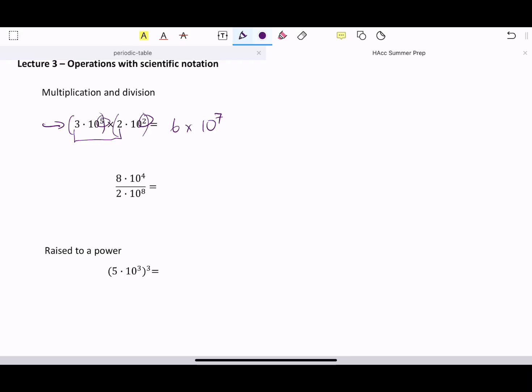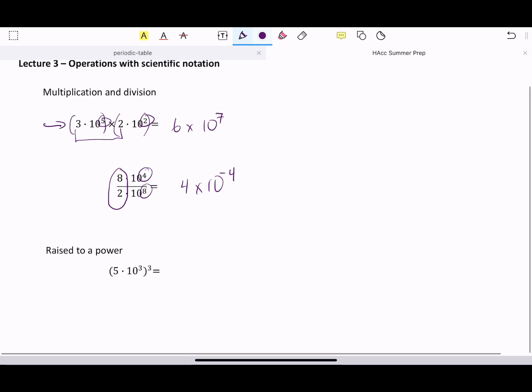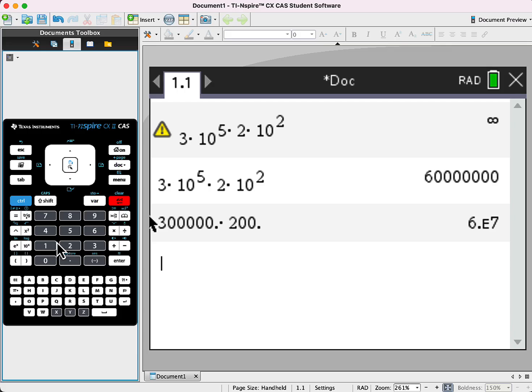Now, if we were dividing, then what that means is we will divide the numbers out front. So 8 divided by 2 is 4, right? And then what I'm going to do is subtract the exponents. So 4 minus 8 gives me -4, yes? So I get 4 times 10 to the -4. Anytime we divide pieces of scientific notation, we subtract. All right.